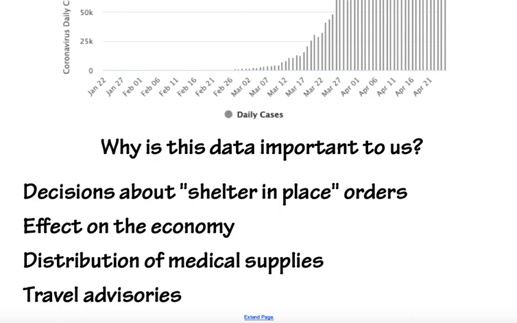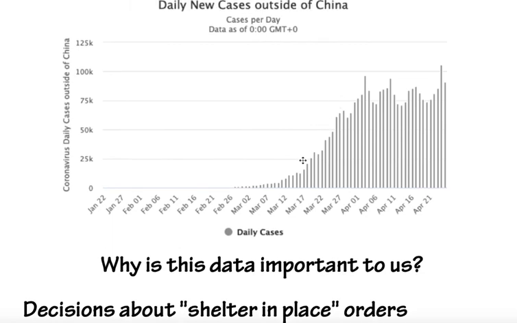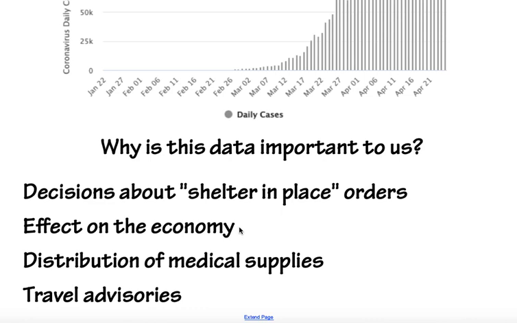It also shows us the effect on the economy. So as the numbers of the coronavirus increase, we can see how our economy has taken a pretty big hit, especially among small businesses. A lot of people have had to lay workers off or file for unemployment. It also affects the distribution of medical supplies. Once the numbers hit a certain level, the government is able to declare a state of emergency and use federal funds to provide support to the medical staff and make sure that they have plenty of supplies.